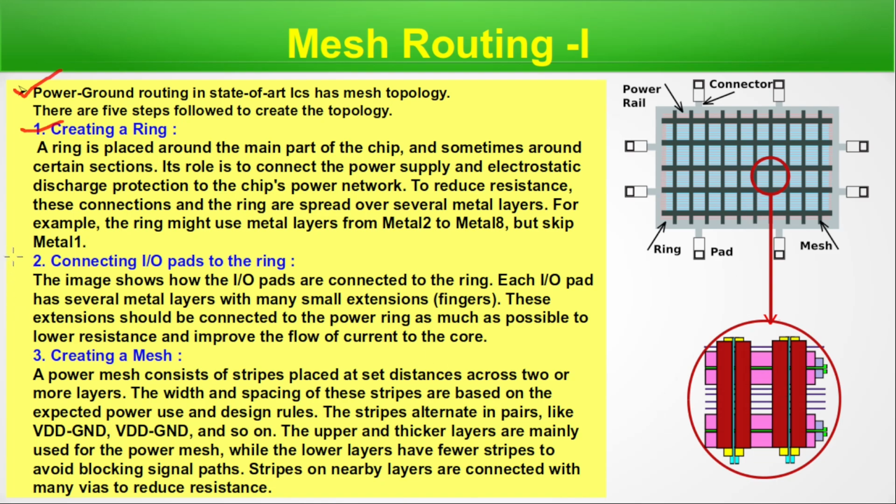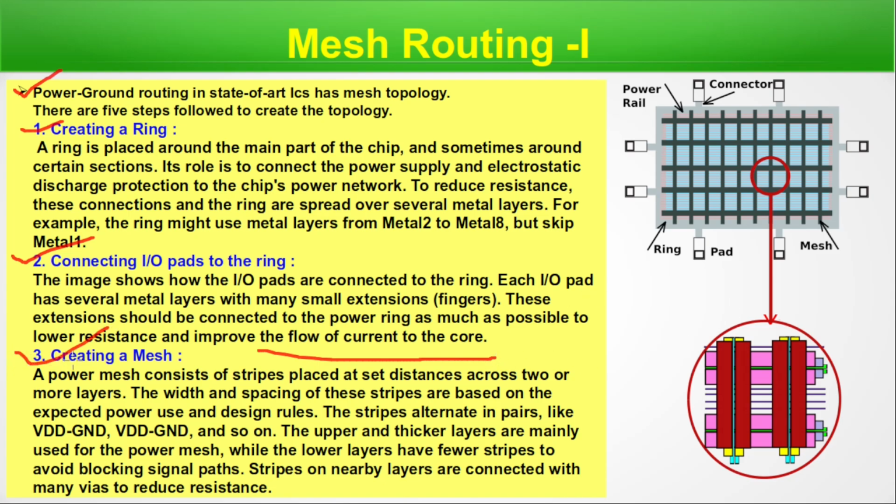Connecting IO pads to the ring. The image shows how IO pads are connected to the ring. Each IO pad has several metal layers with many small extensions, finger-like structures. These extensions should be connected to the power ring as much as possible to lower resistance and improve the flow of the current to the core.